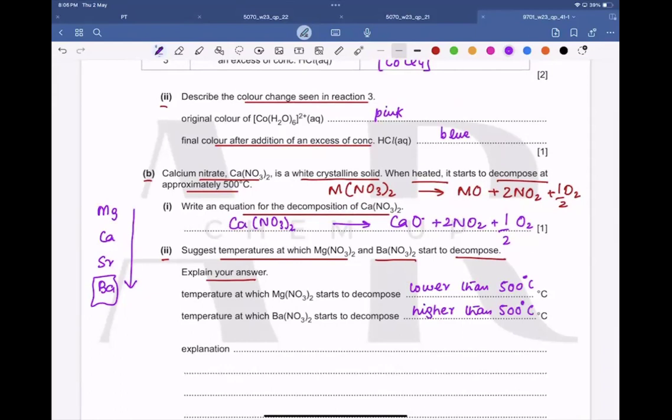Yes, they ask for the temperature, suggest a temperature. They ask for a suggestion, so you have to give some value. As calcium nitrate is decomposing at 500, magnesium nitrate is going to decompose at a temperature obviously lower than 500, and barium nitrate is going to decompose at a temperature higher than 500.